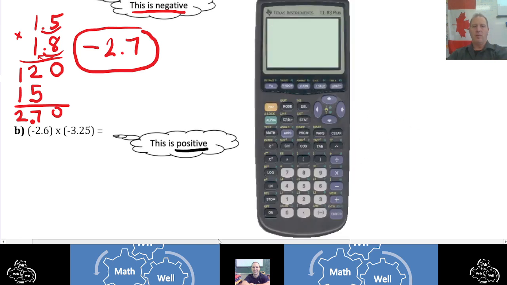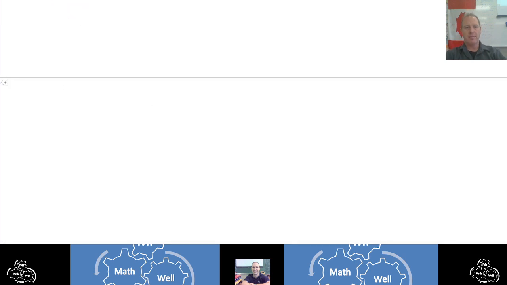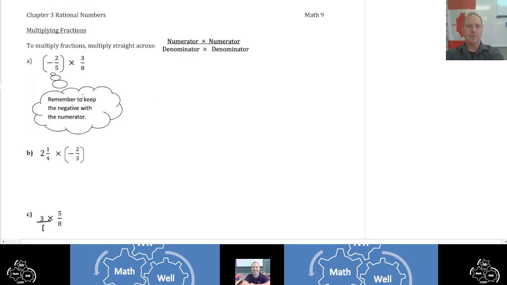The whole point is that when you're multiplying these, you want to use the negative sign, not the minus sign, not the operation. So I'm going to write negative 2.6 times, there's my multiplication, negative 3.25. All right, looks good. And so the answer is positive. The calculator confirms that, and it's 8.45. And if we were to multiply this by hand, that should have been the number you got too. Okay, so when the signs are the same, the answer is always positive.